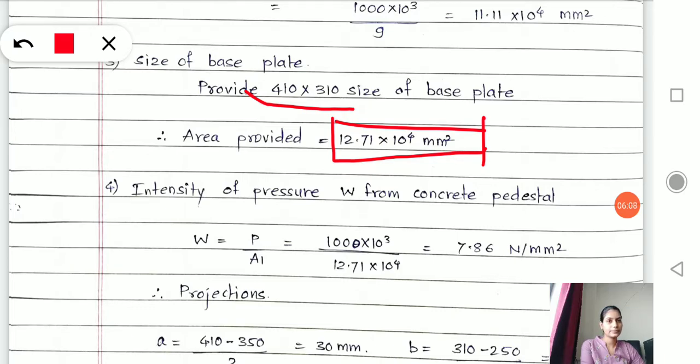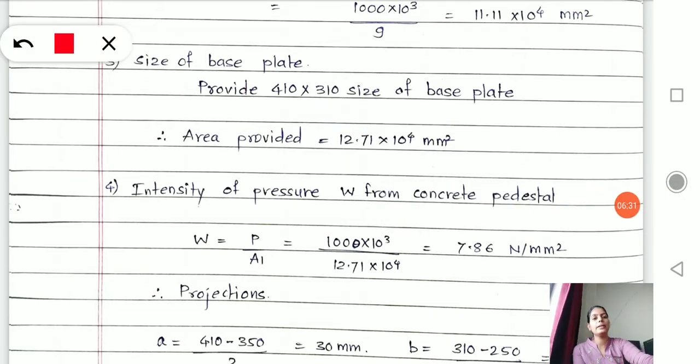Correct. Now next is the intensity of pressure, which is denoted as w, from the concrete pedestal. w will be what? As I said in the steps, P by A1. P is the force coming upon the beam.